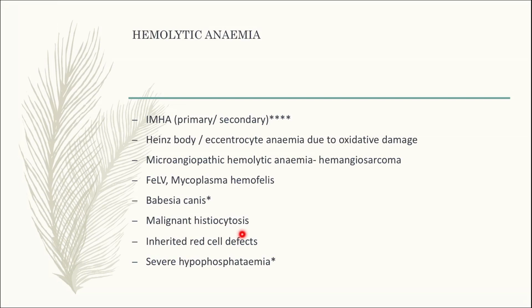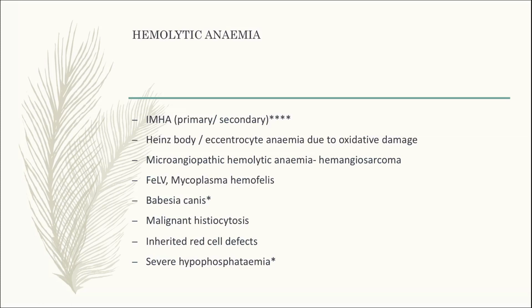Then some tumors are associated with hemolytic anemia, and that is malignant histiocytosis, which commonly affects bone marrow, and it's pretty commonly seen in golden retrievers. And there are inherited red cell defects that can also cause hemolysis, because our immune system does not like to tolerate abnormal erythrocytes in the circulation. When they see abnormal erythrocytes with different shapes or sizes, and when they have different antibodies on the surface, they just attack and destroy the erythrocytes.